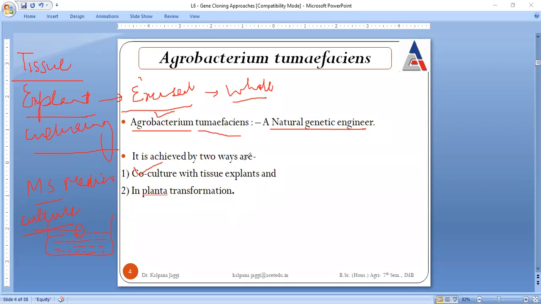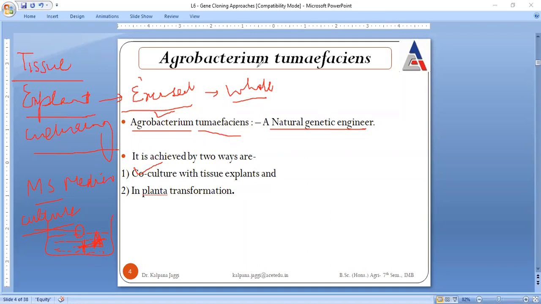Very first method is what? Very first method is you have an explant, and gene transfer through Agrobacterium tumefaciens is achieved by co-culturing this bacteria. Agrobacterium tumefaciens is a bacteria, right? So this is the explant, and the explant can be co-cultured with Agrobacterium tumefaciens. This is one method. Second, you go for the plant transformation, right?